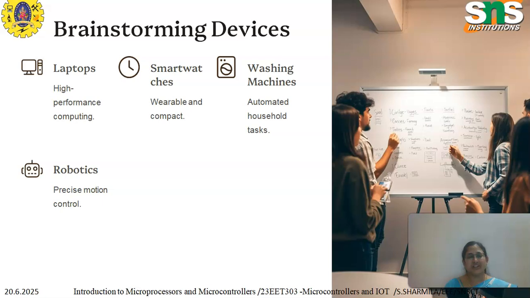So from these four devices, we are going to analyze which one is microprocessor based and which one is microcontroller based. Okay, so we are going to spend some 5 more minutes analyzing these: laptop, smartwatches, washing machines and robotics.